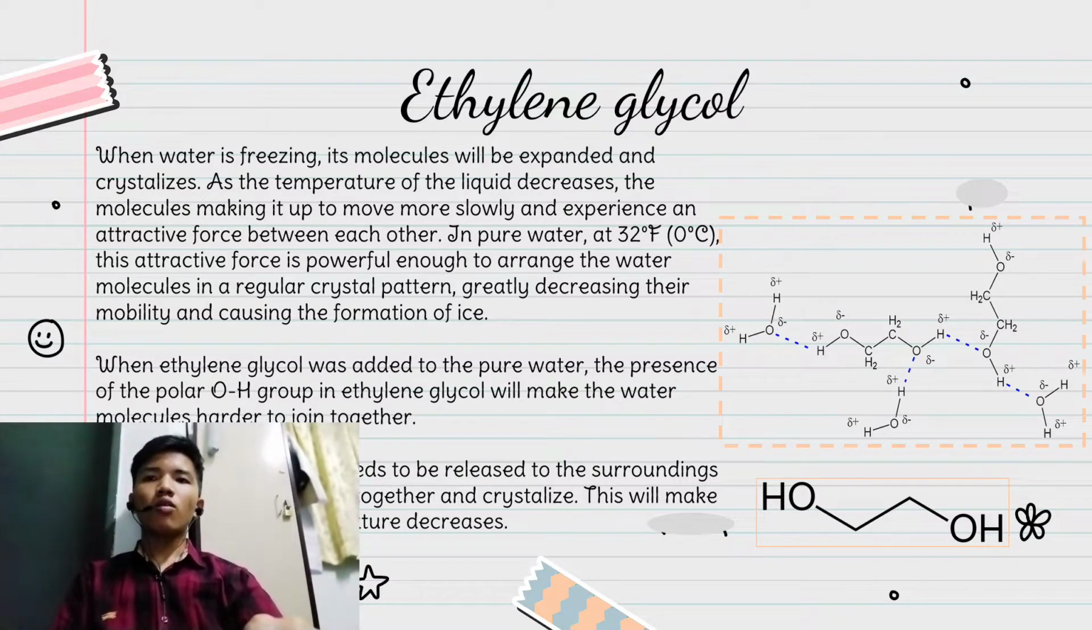When ethylene glycol is added to the pure water, the presence of polar OH groups in the ethylene glycol will make the water molecules harder to join together. Thus, more heat energy needs to be released to the surroundings to make the molecules join together and crystallize. This will make the freezing point of the mixture decrease.